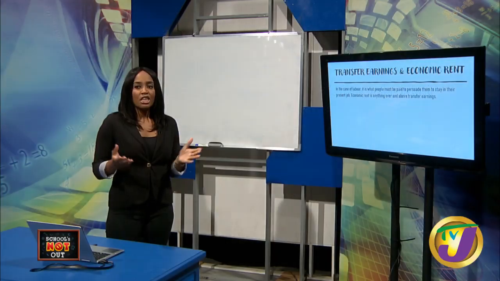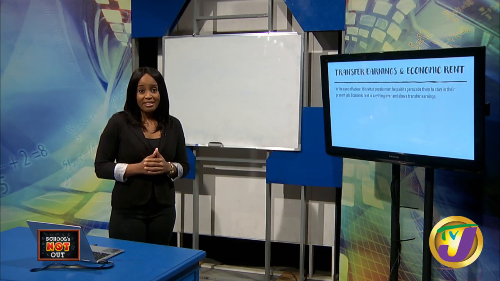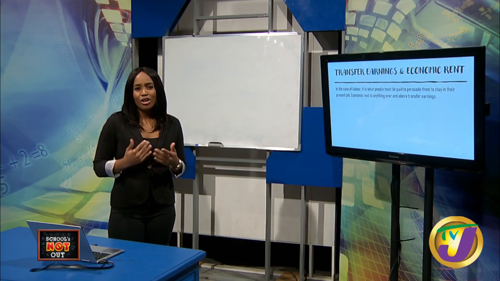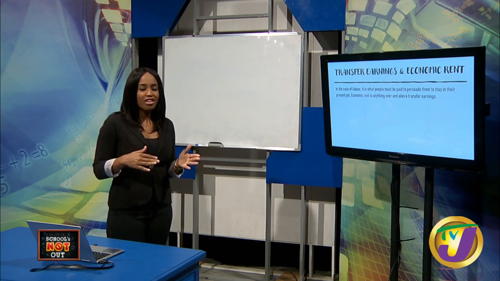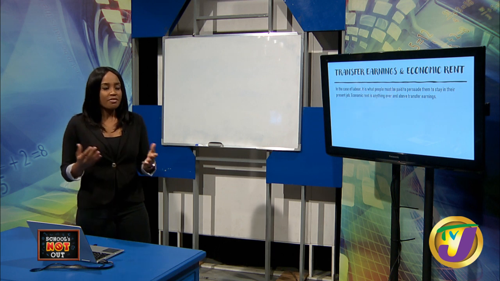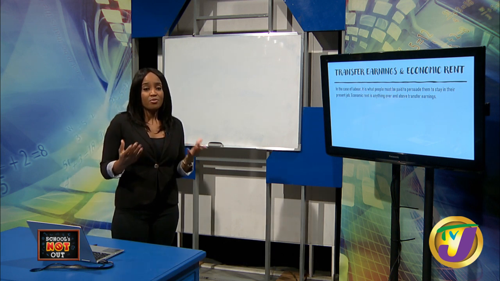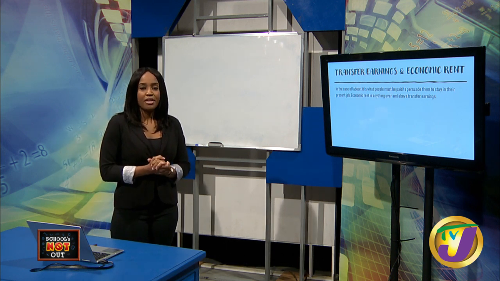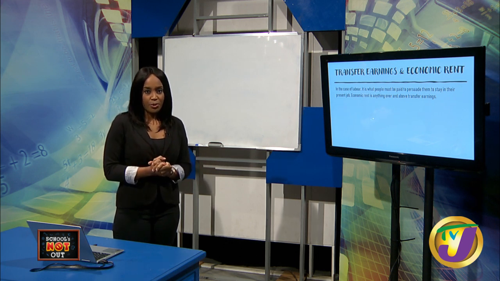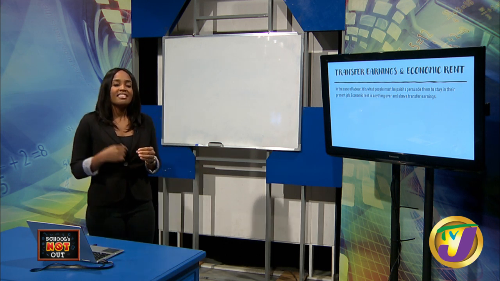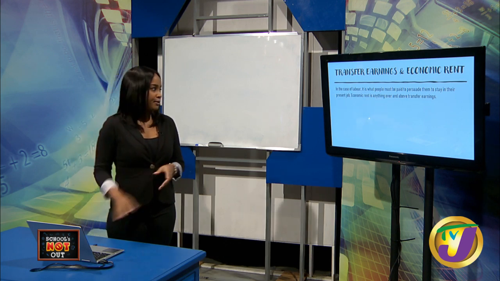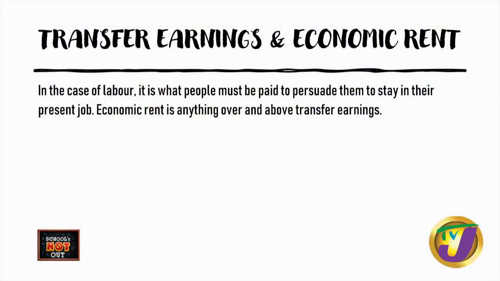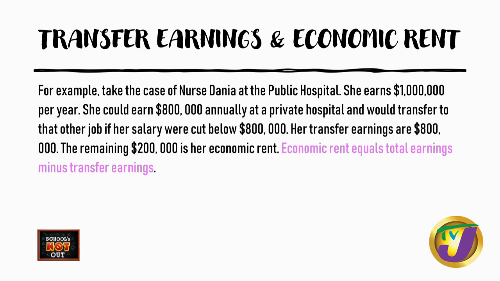So if you're in a job and they're paying you the minimum you're willing to accept, and they decide that they're gonna cut salary, you might decide to leave because it's below your transfer earnings. Now, say for instance, your minimum to stay in a job is $20,000 per week and they're paying you $25,000 per week. Whatever that is in excess of your transfer earnings is referred to as economic rent. So economic rent is anything over and above your transfer earnings.